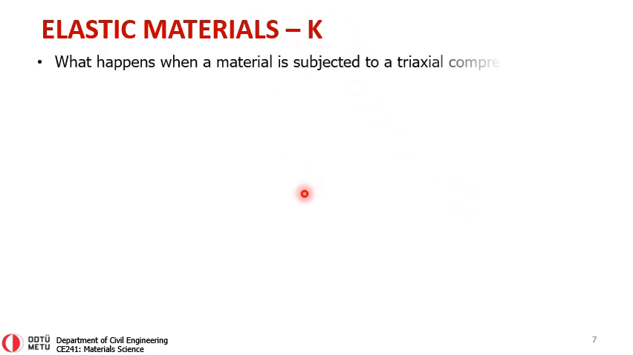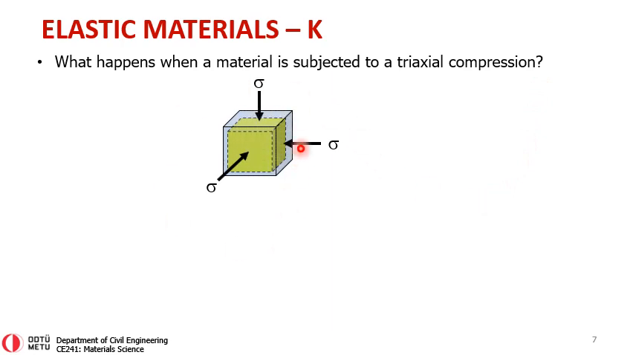So finally, our fourth elastic constant, which is represented as K, gives us the answer to this question: what happens when a material is subjected to a triaxial compression? What is triaxial compression? Like this problem. We have a cubic material, let's say, and we are compressing it from all these three axes with a stress. Let's say this is hydrostatic pressure, so they are all the same. And when this material is subjected to these compressive stresses, it will shrink to this dashed line. So let's say that the initial volume is V0, so this blue material has an initial volume of V0, and the yellow will have a final volume of Vf.